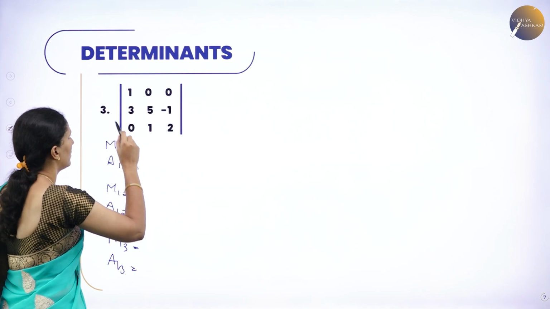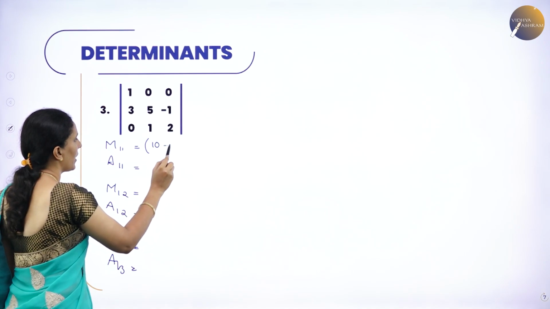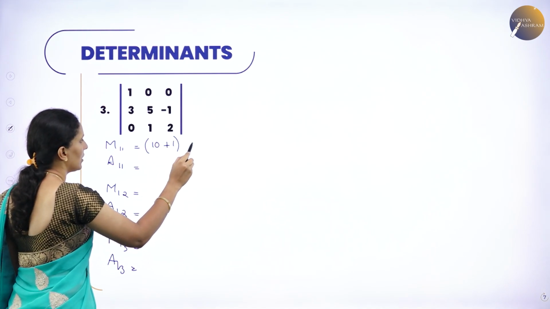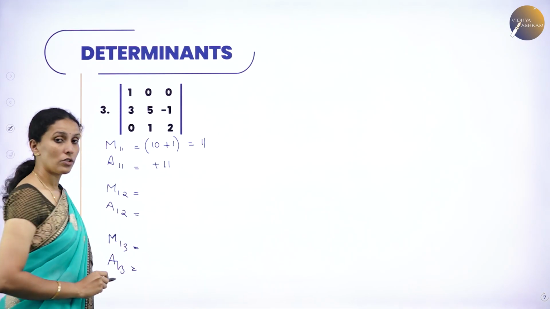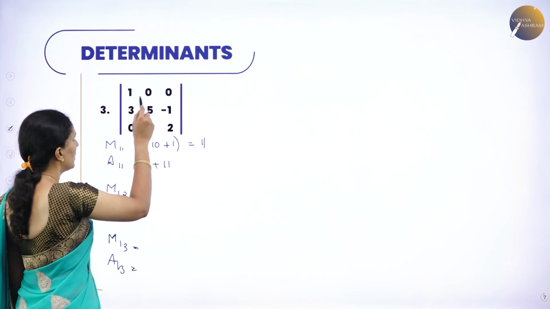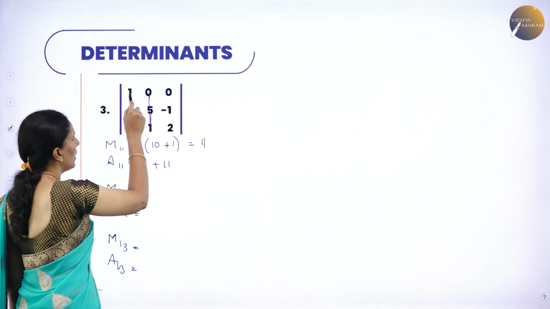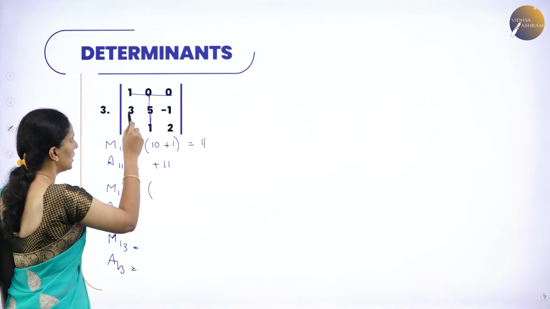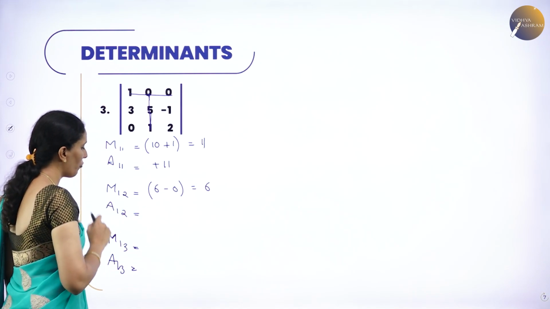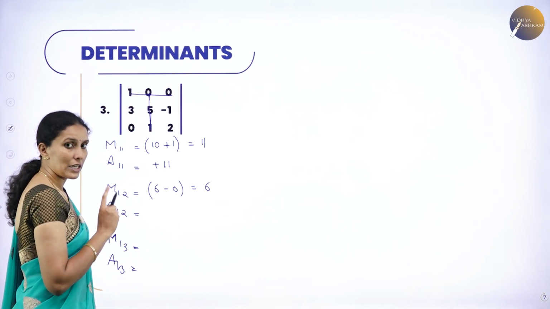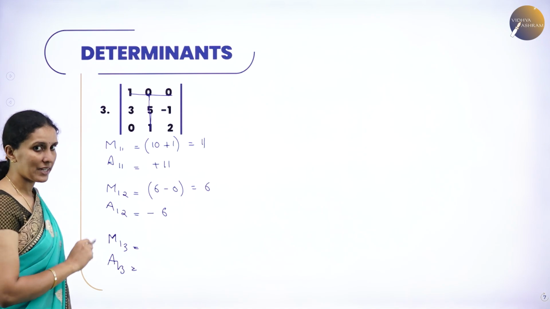So minor of 1. So delete the row and column containing 1. We have 5 2s are 10 minus 1 into -1 is plus 1, so it is 11. 1 plus 1 is 2, so it is positive. So the answer is plus 11. So that is the cofactor. Next is M12, the first row second column element. For 0, delete the column, delete the row. So we have here 3 2s are 6 minus 0 which is 6. What about the cofactor? 1 plus 2 is 3. So if i plus j is 3, it means we have negative sign. So it is minus 6. Therefore the cofactor is minus 6.